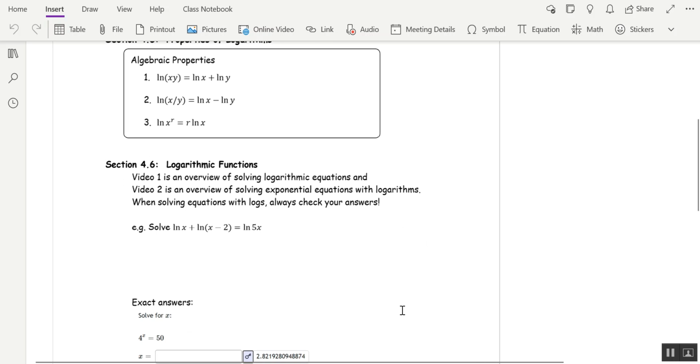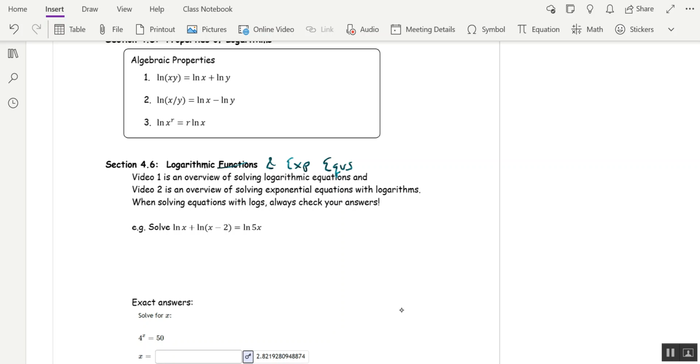The next section is logarithmic and exponential equations. So I have that mislabeled, logarithmic and exponential equations. There are two videos. One is just an overview of solving logarithmic equations with a bunch of examples, and the other is solving exponential equations using logarithms with a bunch of examples. I would suggest watching them both.